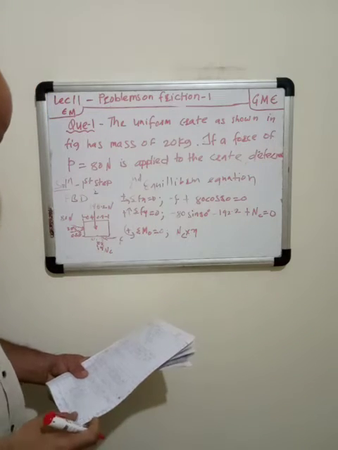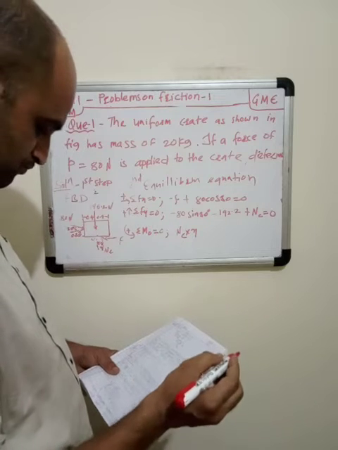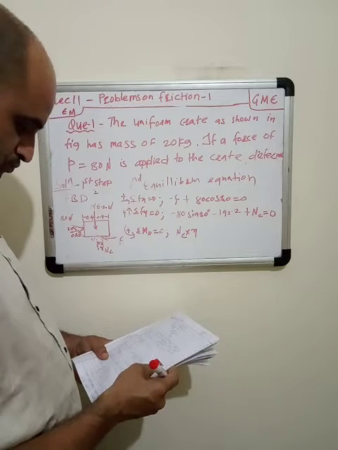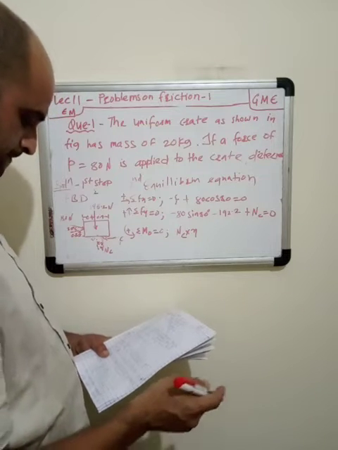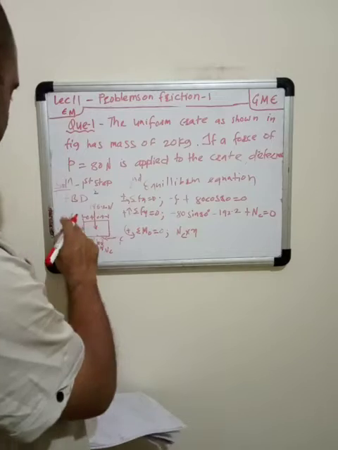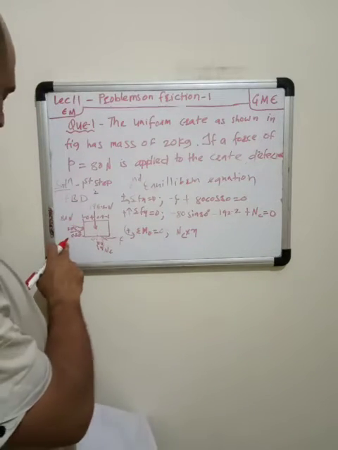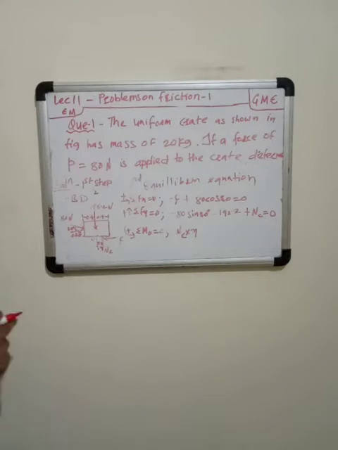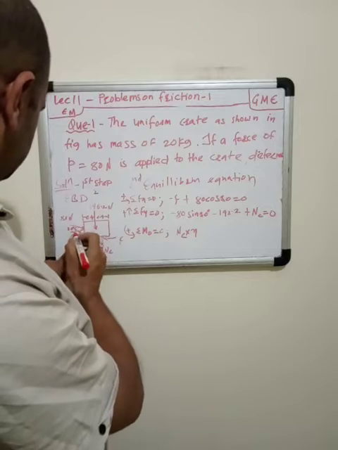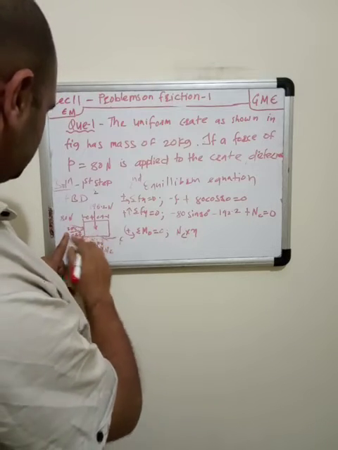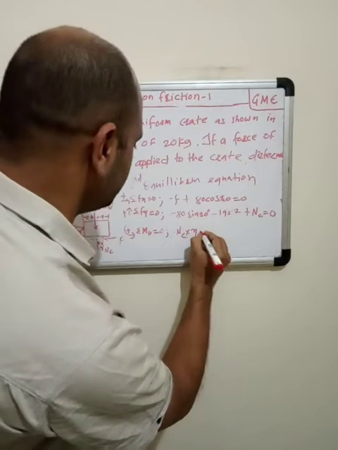X into X and 80. This one has a sine component and a cos component also. There is Nx, this is NC into x. First, this component about this point will make it clockwise, so I will take negative 80.